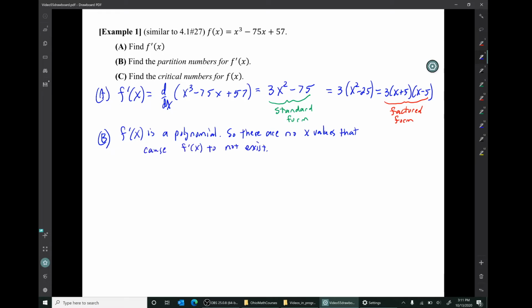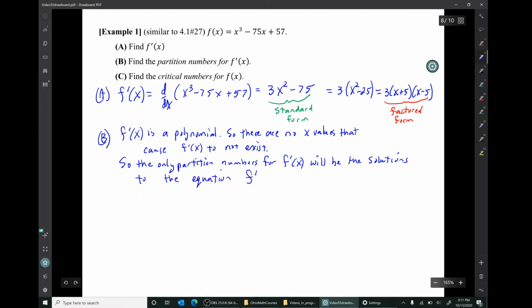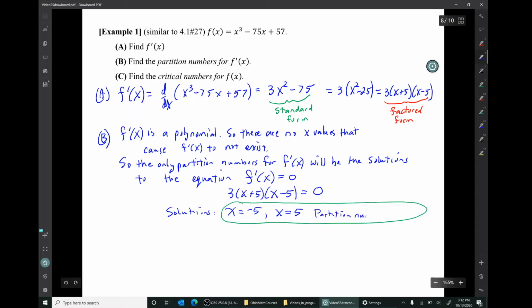So the only partition numbers for f prime of x will be the numbers that are the solution to the equation f prime of x equals 0. So we solve that equation and we find the solutions are x equals -5 and x equals 5. So those x values are the partition numbers for f prime of x. Now for question C, we have to find the critical numbers for f of x. Let's go back up and review that definition.